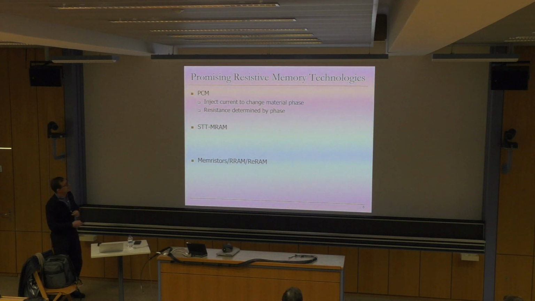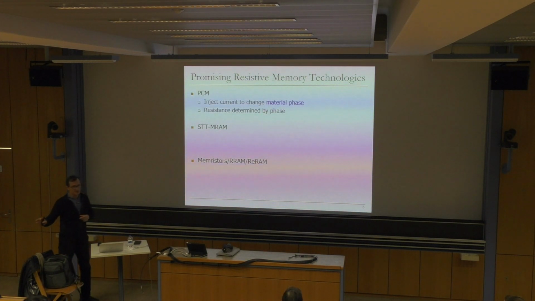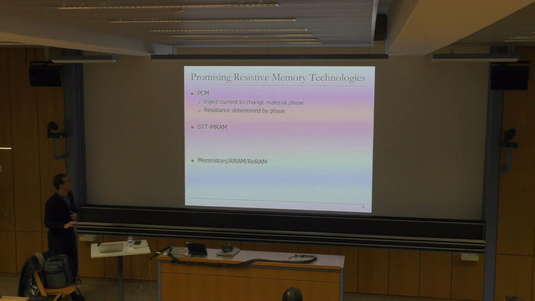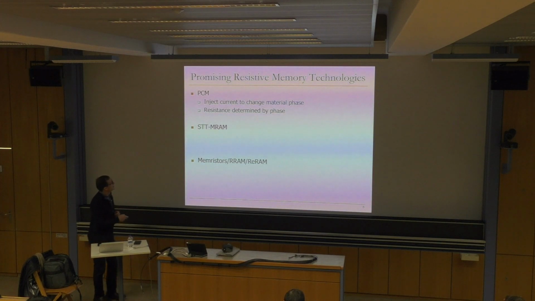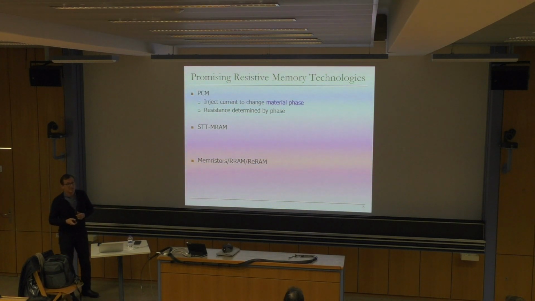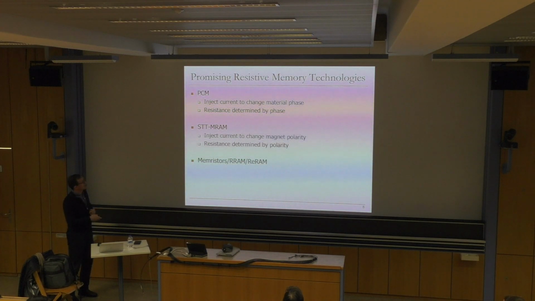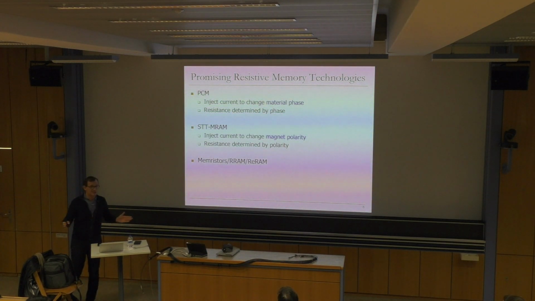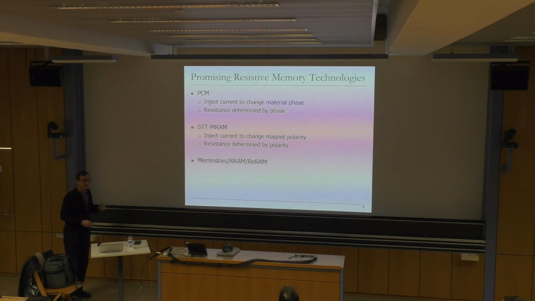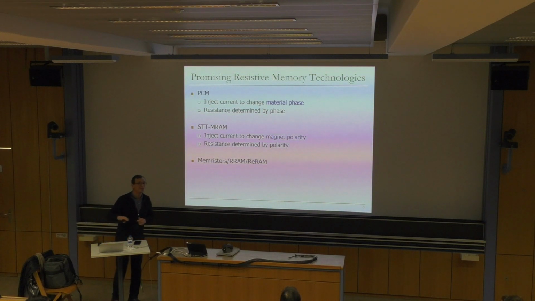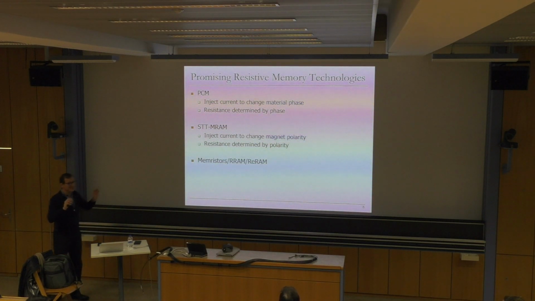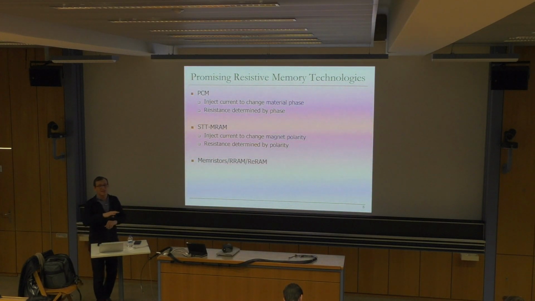If you look at phase change memory, these operate on different principles, also different materials. In phase change memory, you inject current to change the material phase. And this current is injected at very high temperatures, basically. And the resistance is determined by the phase, in this case. STT-MRAM is also very promising. You inject current to change the polarity of a magnet, which is different from material phase. You basically make the magnet parallel or anti-parallel compared to a reference magnet. That's the idea at the high level again. And the resistance is really determined by the polarity of the magnet, whether it's parallel or anti-parallel to some reference.